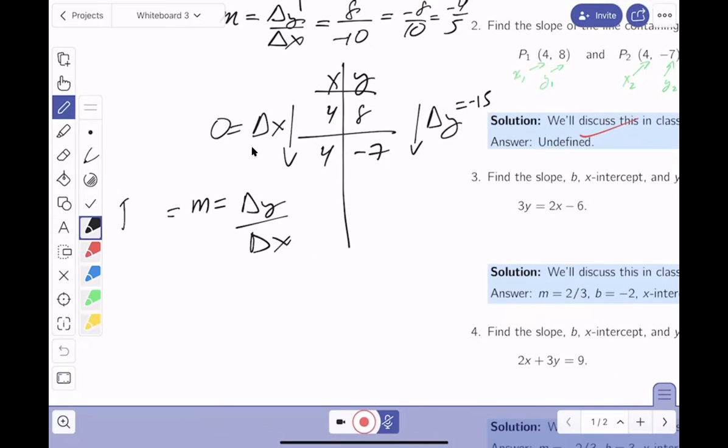By the way, this is the same thing as saying rise, that's the y, the ordinate, over the run. What's delta y? Minus 15. What's delta x? 0. It's still undefined. All right. Hopefully that's understood.